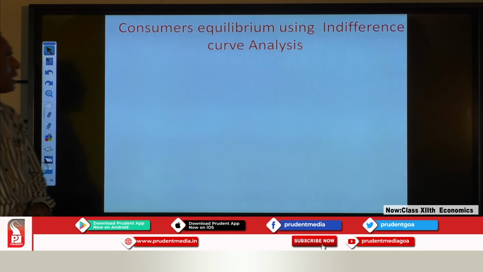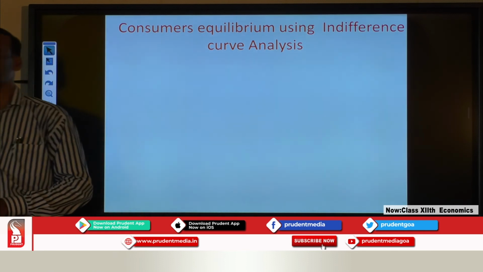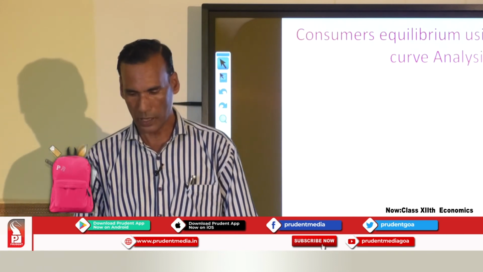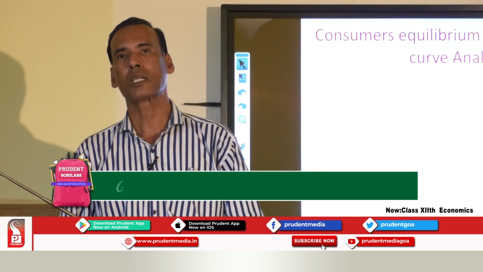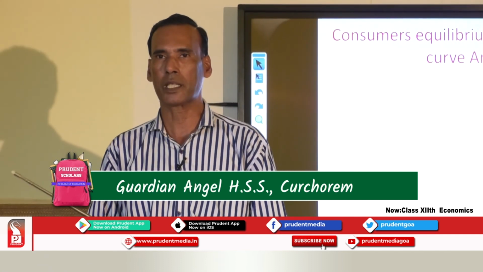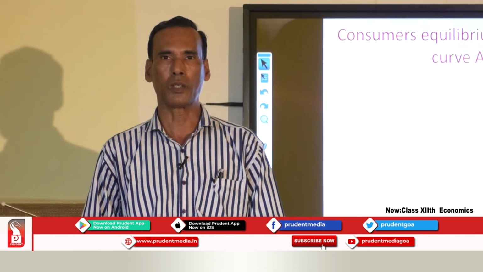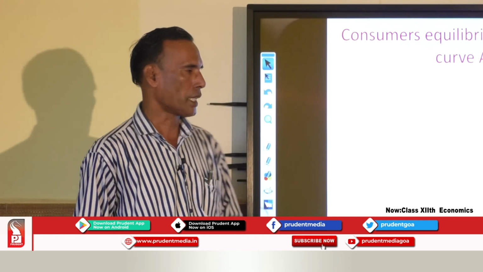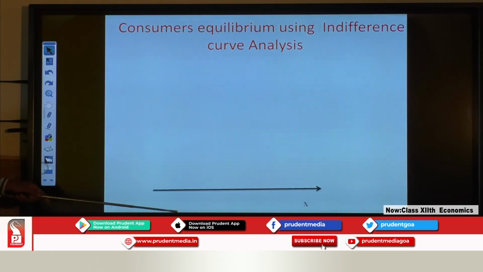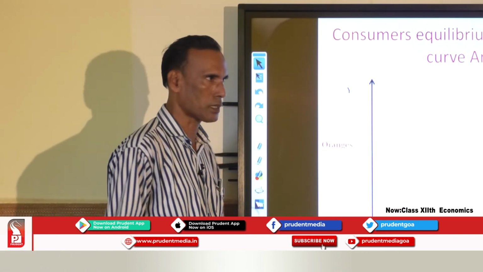Now, consumer's equilibrium using indifference curve analysis. Here we are going to learn about the consumer's equilibrium, where the consumer is getting the maximum satisfaction with the use of indifference curve and budget line. Let us draw the diagram first. On the x-axis, I measure apples. On the y-axis, I measure oranges. These are the 2 commodities which a consumer prefers or wants to buy.